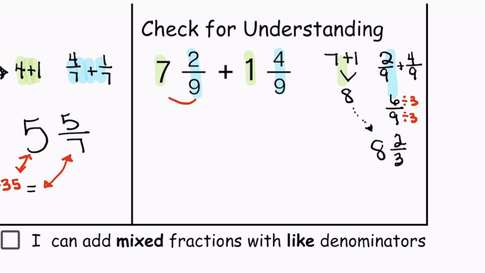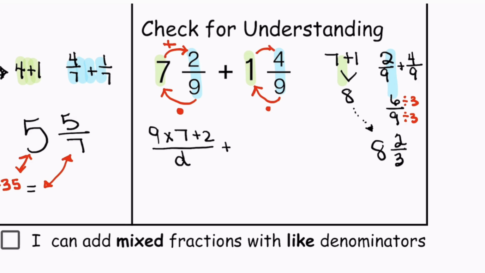I am thinking I'm going to draw little arrows here. It helps me to cement my thinking. So 9 times 7 plus 2. That reminds me what to write. 9 times 7 plus 2. And we keep our denominator exactly the same. Then for the second one, I'm going to draw my arrows as well. 9 times 1 plus 4. Here, 9 times 1 plus 4. Keep that denominator 9 exactly the same. And look, I put the wrong denominator instead of 9, so let's change that to a 9.